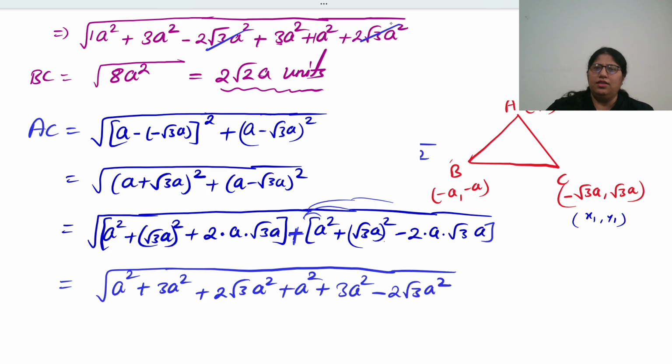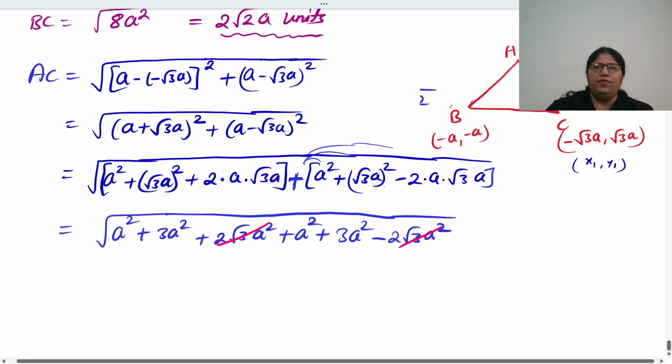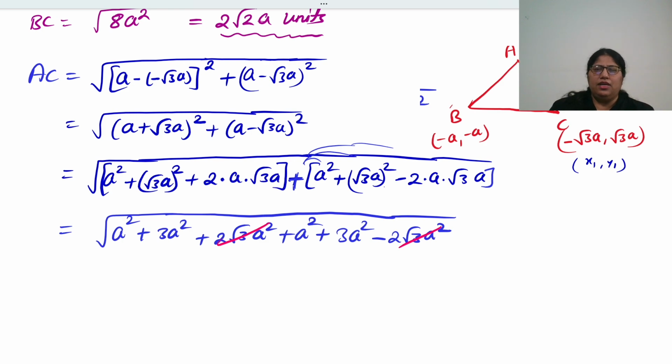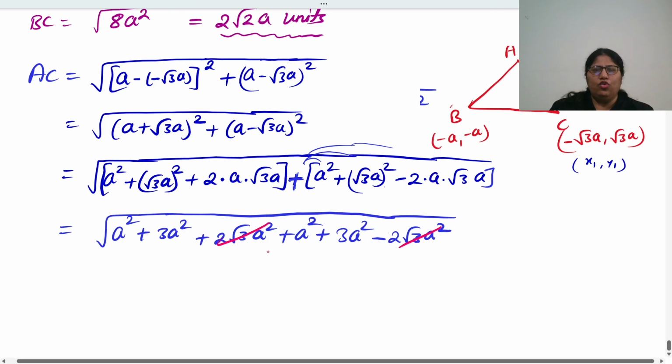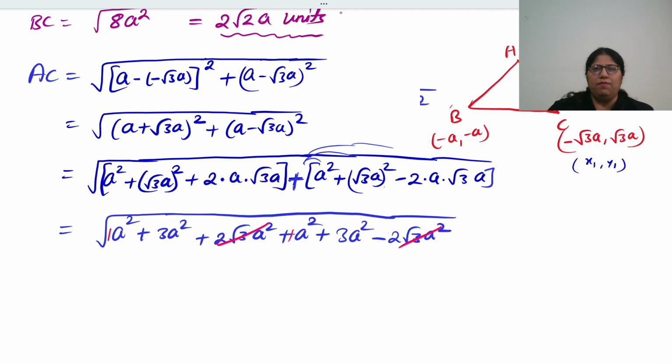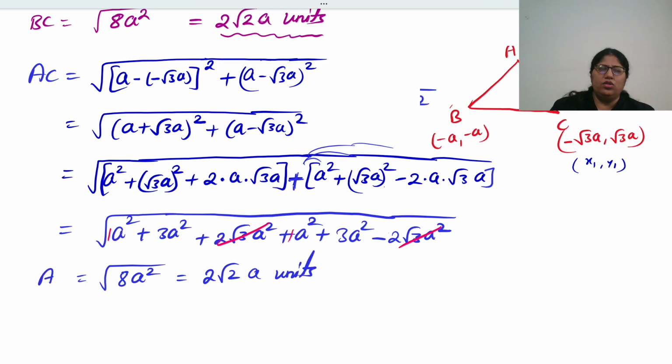Now look at here, it is the same step here, same values will get cancelled, and at the end you are left with again 3 plus 3 is 6, and here there's no coefficient, so it is going to be 1, right? So 3 plus 3 is 6, 7 and 8, so again it is 8a square, which in simplest form is 2 root 2a units. So you got the AC length also the same.